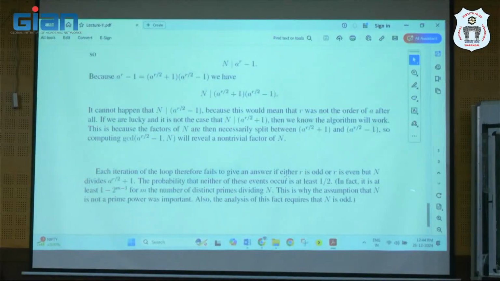And actually this fact also requires that N is odd. To argue that the probability is at least this also requires that N is odd. So this we'll see separately also, depending on how much time we have, but it is a separate fact.